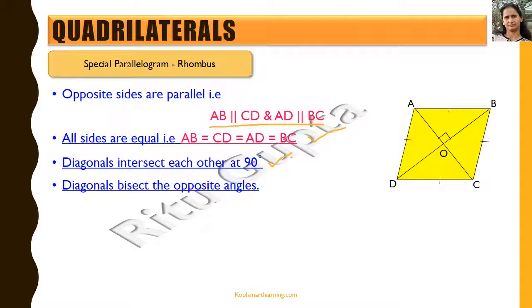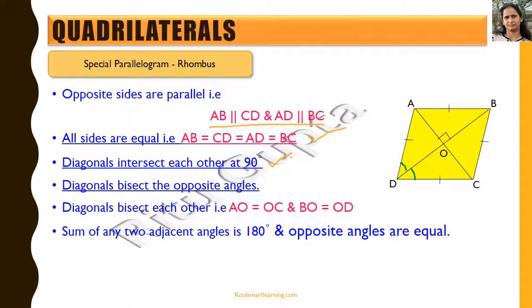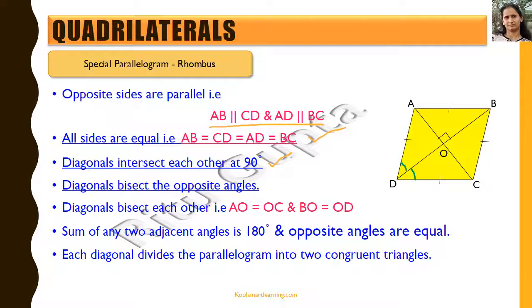Diagonals bisect the opposite angles. So we are saying angle ADB is equal to angle BDC. Similarly, all the opposite angles are bisected by the diagonals. Then diagonals bisect each other, as is the case with all the parallelograms. Sum of any two adjacent angles is 180 degree and opposite angles are equal, which is also true for the parallelograms. And each diagonal divides the parallelogram into two congruent triangles. So these three conditions which are underlined, these three conditions are special for rhombus.